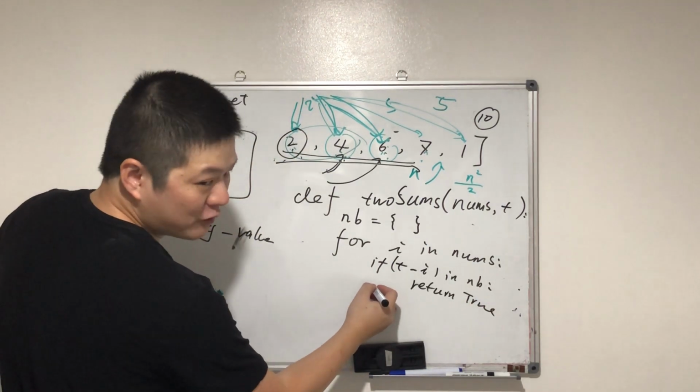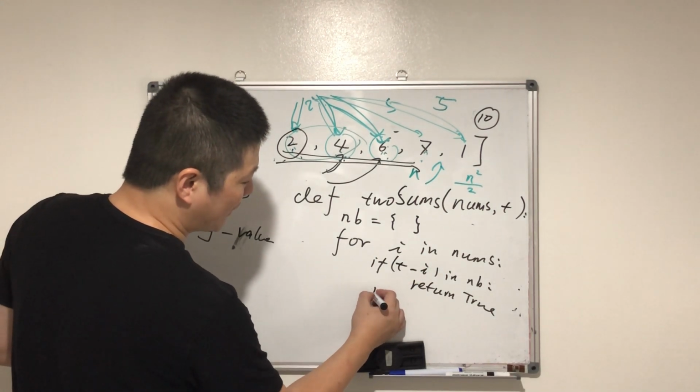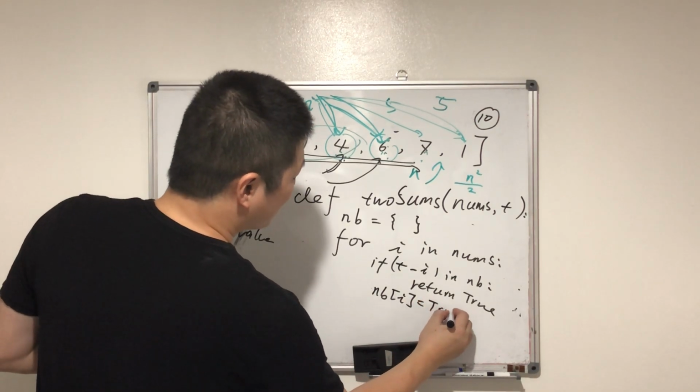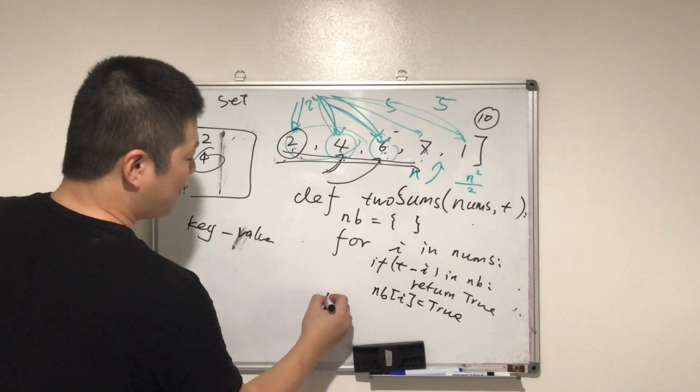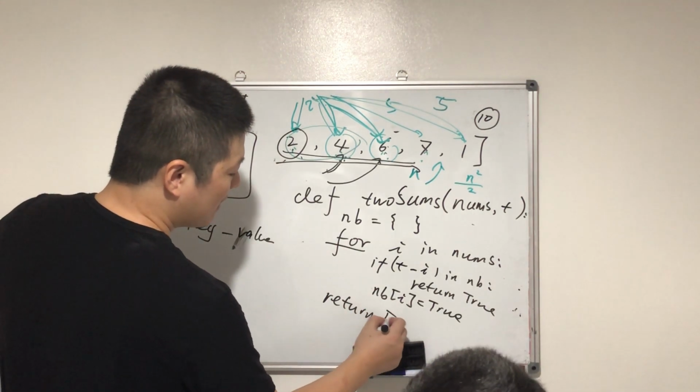Then we need to do what? We need to put the i in the notebook. How do we do it? notebook[i] equals true. We just do it true. And then here we return false. You see, simple. We only use 1 for loop.